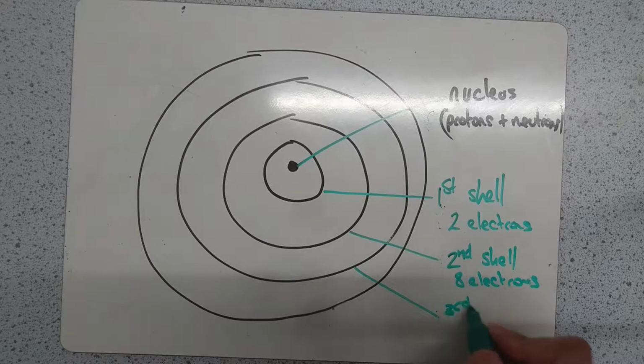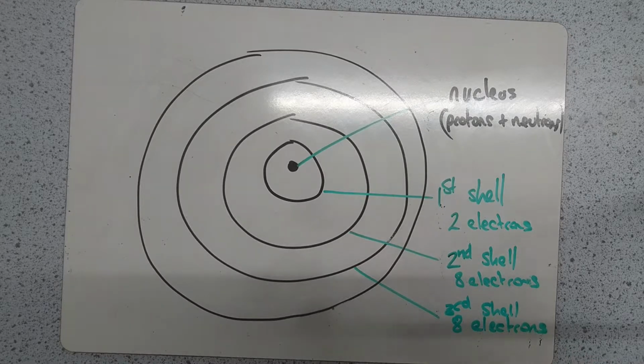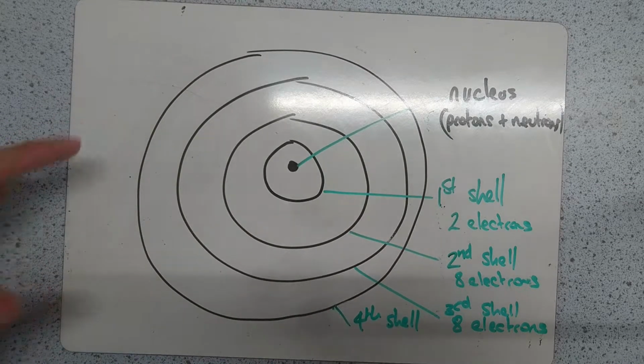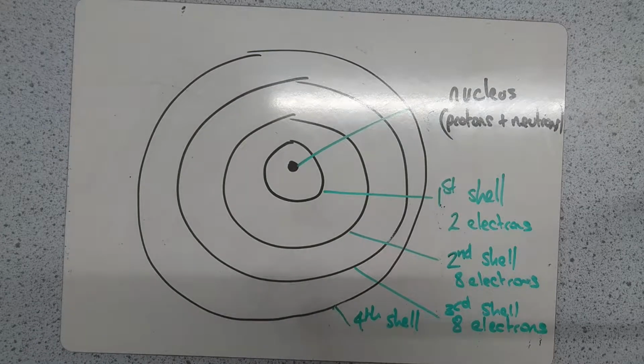The third shell, actually, we say can only hold 8 electrons for this model. We'll look at some versions later that suggest it can hold more. The fourth shell can hold more, but we don't go into it. If we go too far into the fourth shell, the shells start to break down. It's not really a shell anymore. But for this, we can look at the first 2 electrons in the fourth shell.